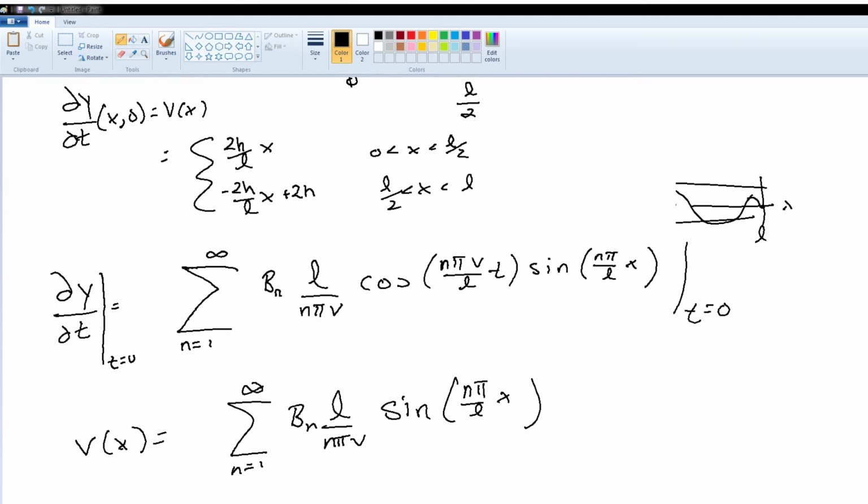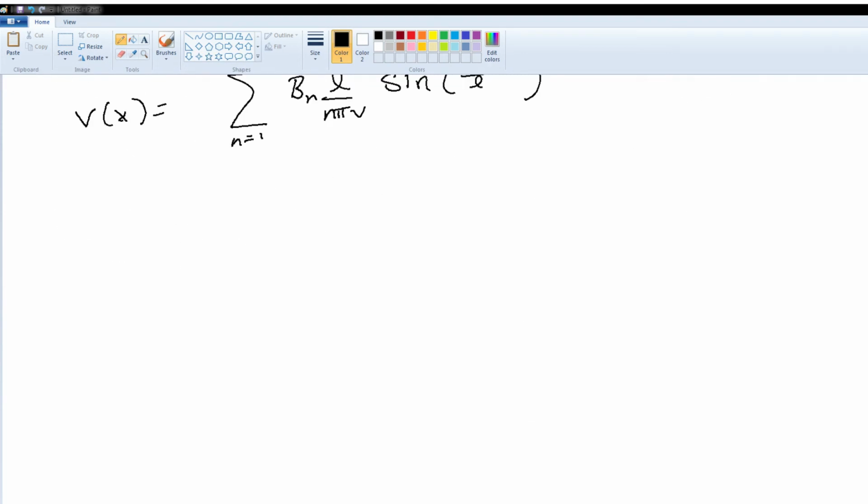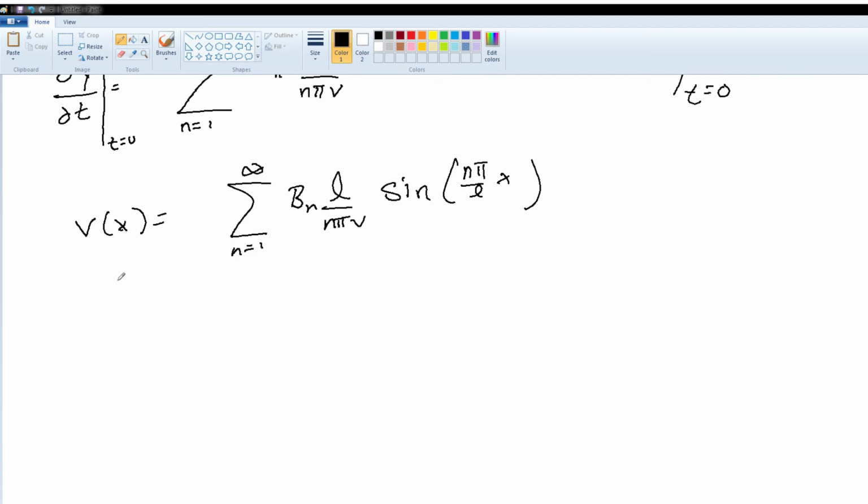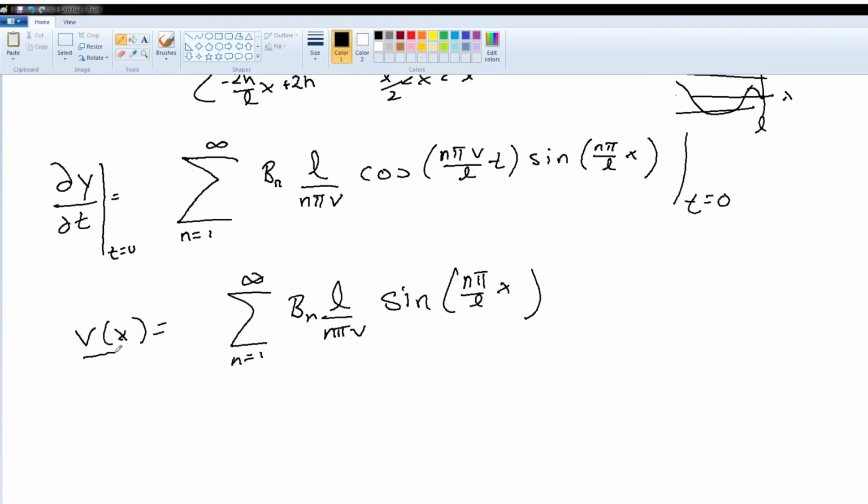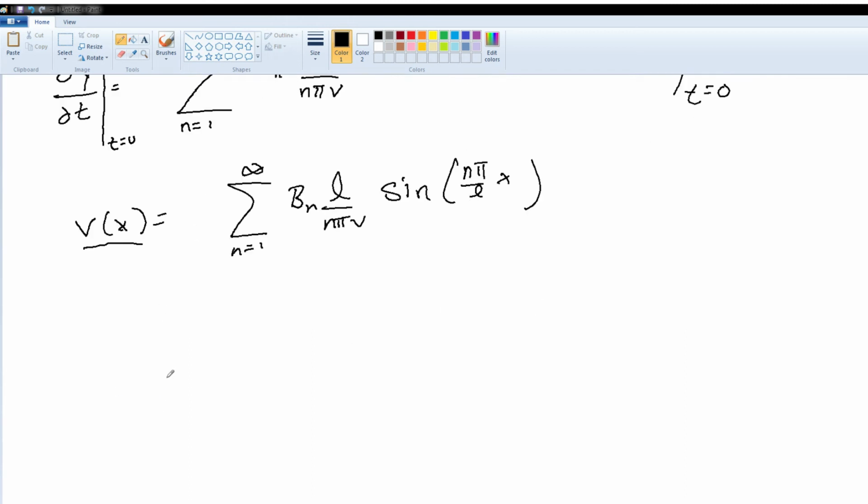So we're going to find the coefficients the same way as before. We're going to pretend that this v of x is only good for the interval from 0 to L. But we can extend it so as to make v of x odd, and then we can take advantage of the Fourier coefficients for odd functions. So Bn is 2 over L, integral from 0 to L.